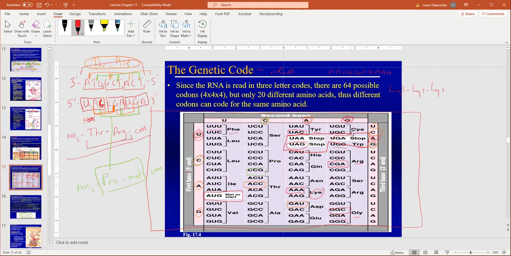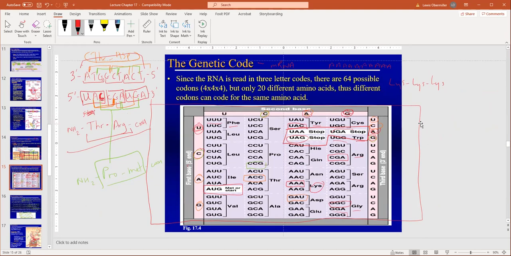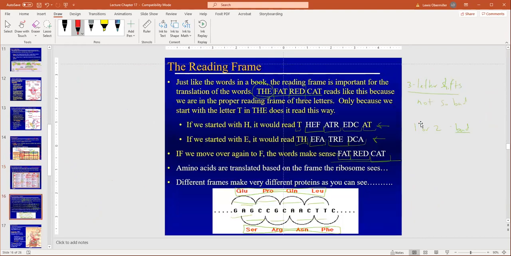This table I will give you on the test, so you'll have that. You don't need to memorize it. It'd be like memorizing the periodic table. I think that's kind of dumb. I will ask you about the reading frame. Remember, the 1 shift or 2 shifts is really bad. 3 shifts aren't so bad because you go back into frame, right?